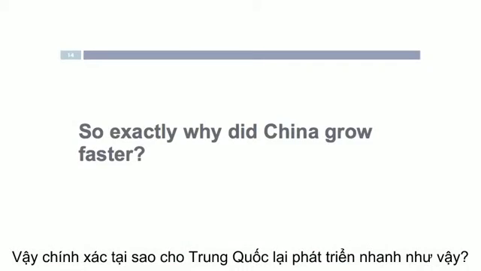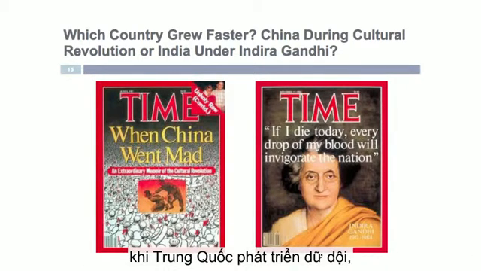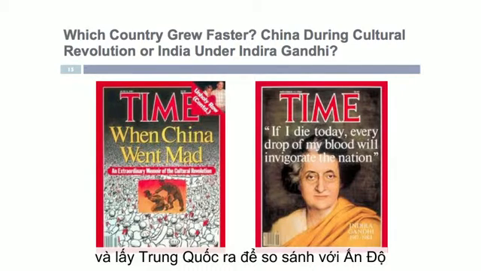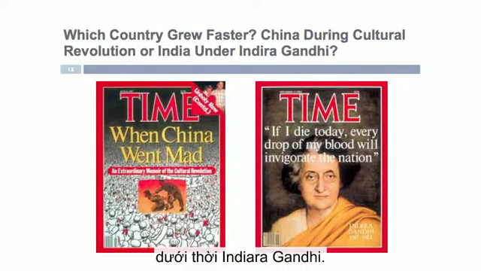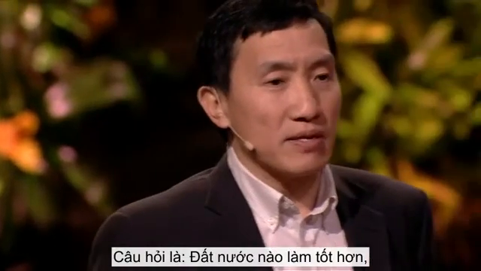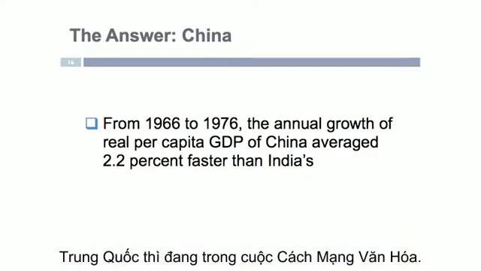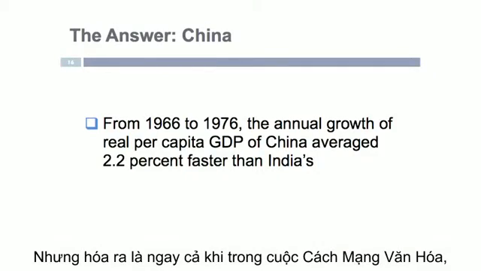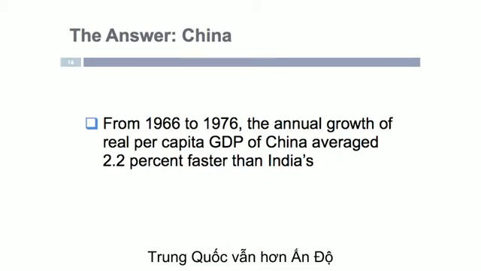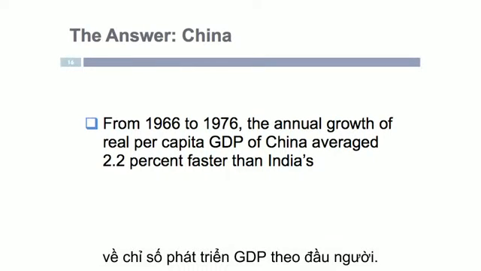So exactly why did China grow so much faster? I will take you to Cultural Revolution, when China went mad, and compare that country's performance with India under Indira Gandhi. The question there is, which country did better, China or India? China was during the Cultural Revolution. It turns out even during the Cultural Revolution, China outperformed India in terms of GDP growth by average about 2.2% every year in terms of per capita GDP.